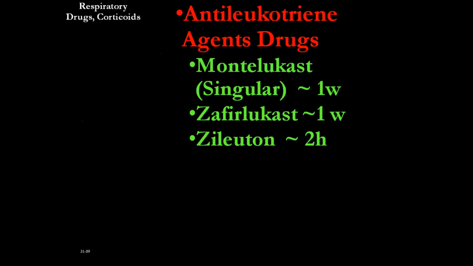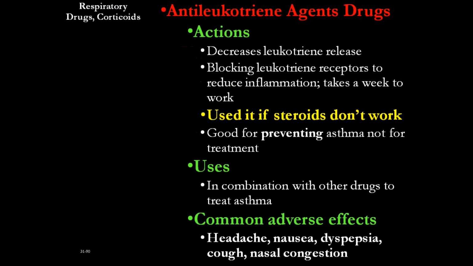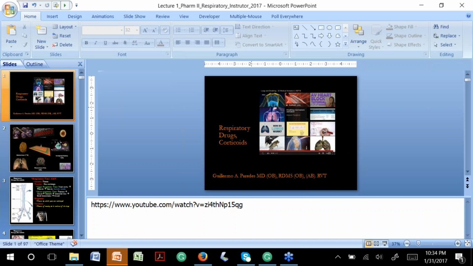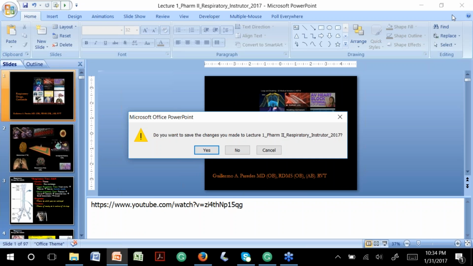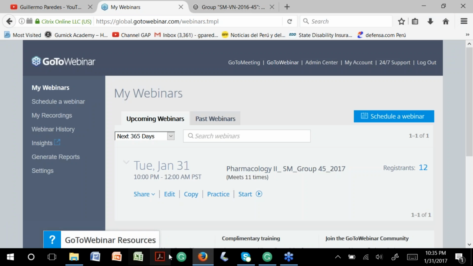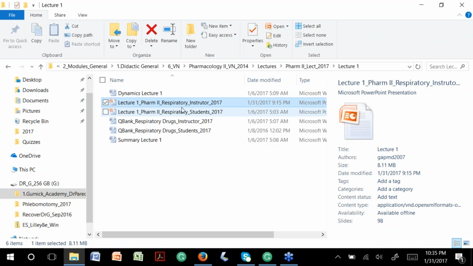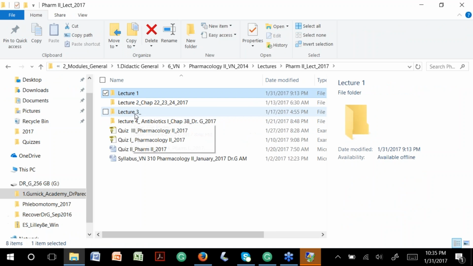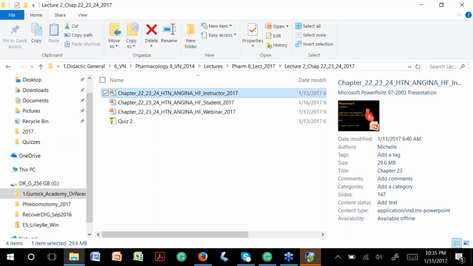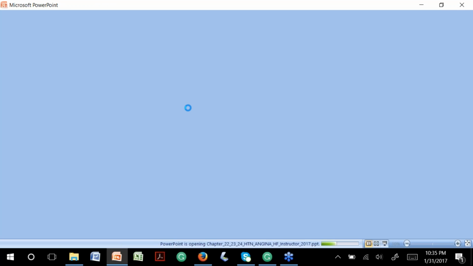Okay. So, anti-leukotrienes are going to cut inflammation. What we need to remember here is they take about 1 week or 2 weeks to make effect. So that's in general. All right. So that is the mast cell stabilizers. So I'm going to cut here. I'm going to go to lecture number 2, and that is about hypertension.